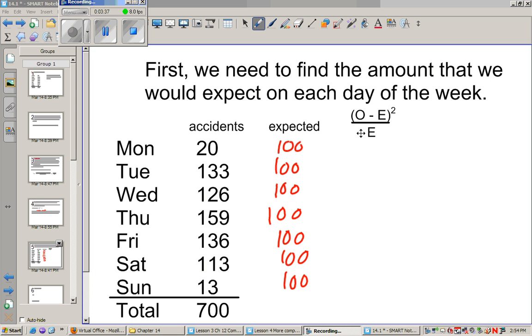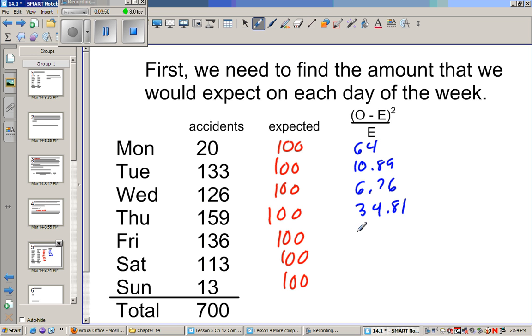All right, the answers that I got were 64, 10.89, 6.76, 34.81, 12.96, 1.69, and 75.69.